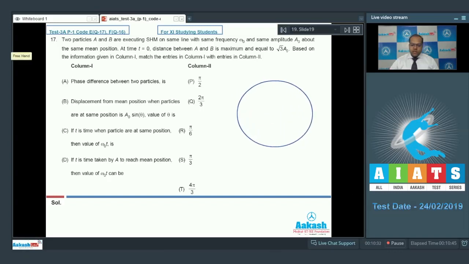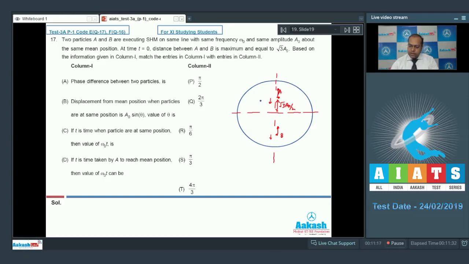Let this be the circle, and the particle is performing SHM on the y-axis. So when the separation between A and B is maximum, then the velocity is the same for both the particles. So in that case, we can say that either these two particles are moving in this direction. Let this be A and this be B. So they are moving in this direction, or they are moving in this direction. So this separation would be root 3 A naught by 2.